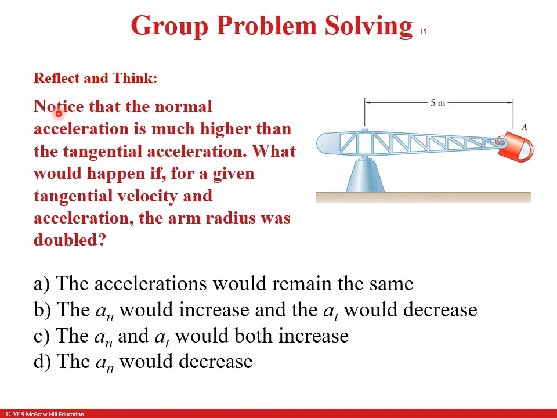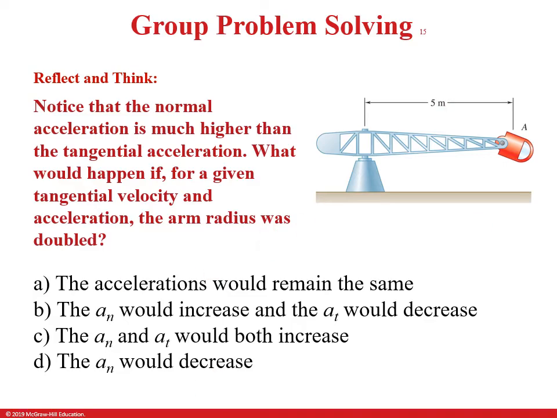Now we can reflect and think on it. Notice that the normal acceleration is much higher than the tangential acceleration. What would happen if, for a given tangential velocity and acceleration, the arm radius was doubled? So we have a given velocity. So we went from 5 to 10 meters, but our velocity stays the same.